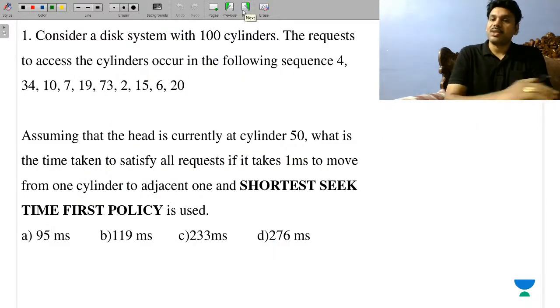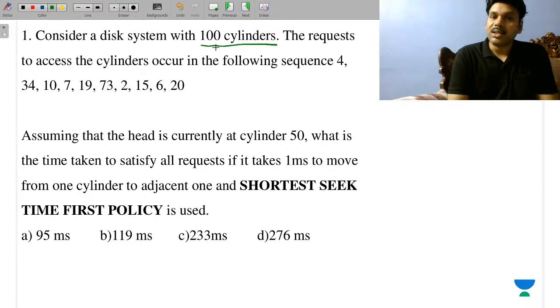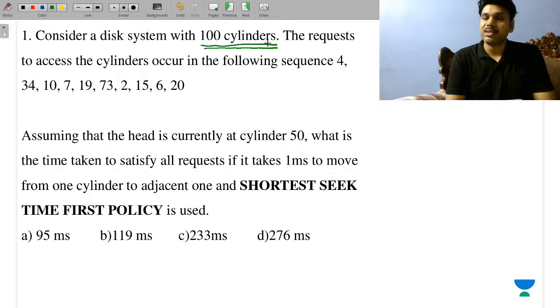Now the first question we are going to discuss is based on the shortest seek time first policy. When you say shortest seek time first policy, it is based on seek time. Seek time is nothing but the time required to move to the required sector to fetch your data.